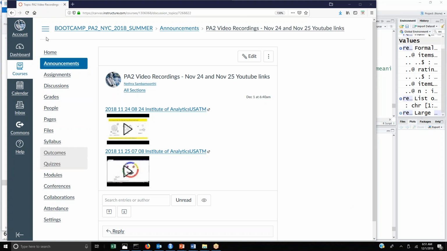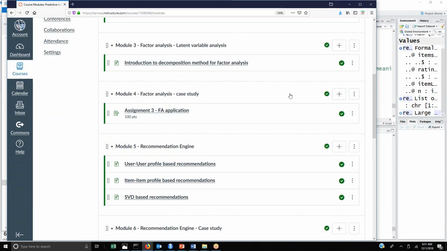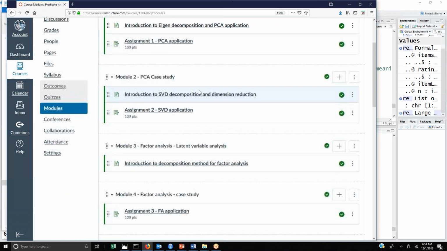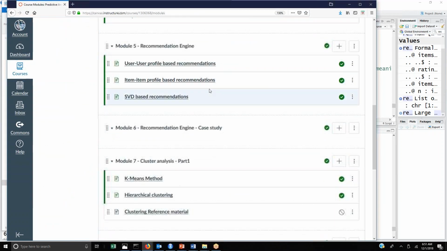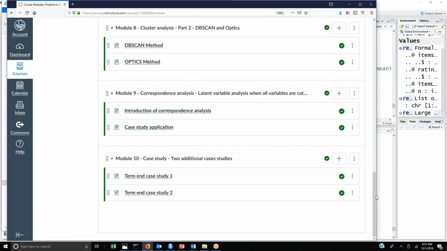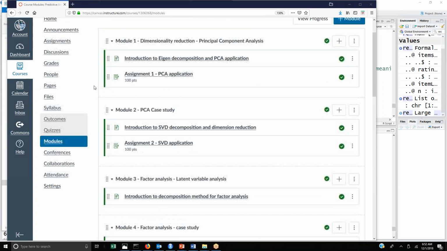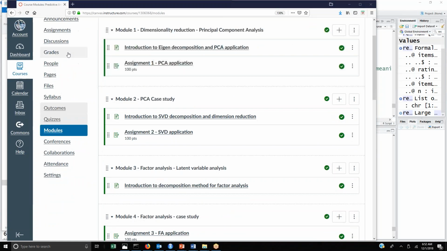promised. One second, let me see whether there is anything else. I'm looking at factor analysis, SVD decomposition, eigenvalue decomposition, PCA, recommendation engine, cluster analysis 2, correspondence analysis. I think with that we covered everything. Is everybody with me? Did you see my modules in this PA2? Keep that as a guidance.